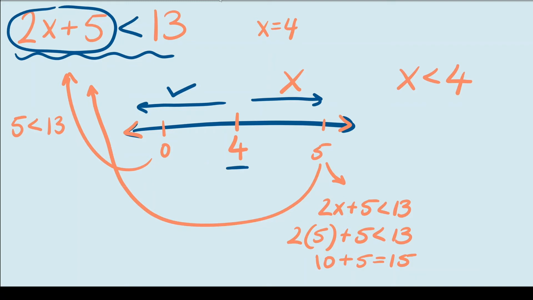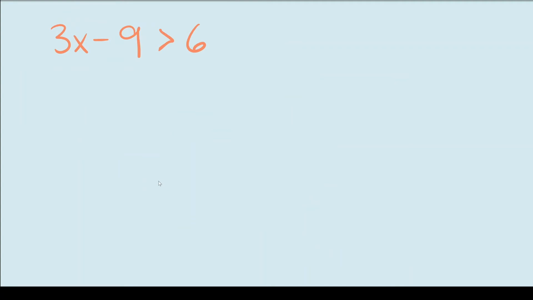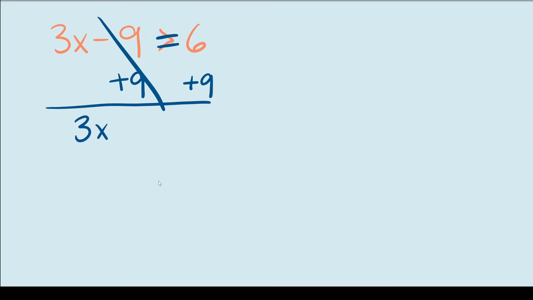Now, let's do some practice problems. You can pause the video and I'll go over the answers after that. The first question I have here is 3x minus 9 is greater than 6. So let's go through it like I showed you before. First, I'm going to take this sign and make it an equal. Now I can just solve it like a regular equation. Obviously the 9's go away, and 6 plus 9 is 15. Now I can divide both sides by 3, so that gives me x equals 15 divided by 3 is 5.